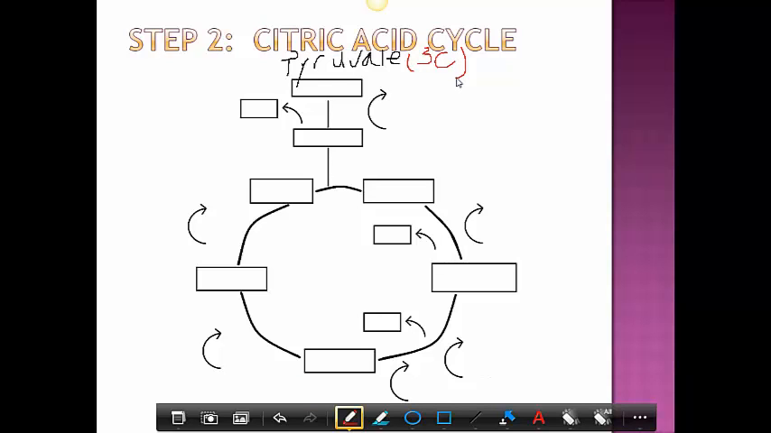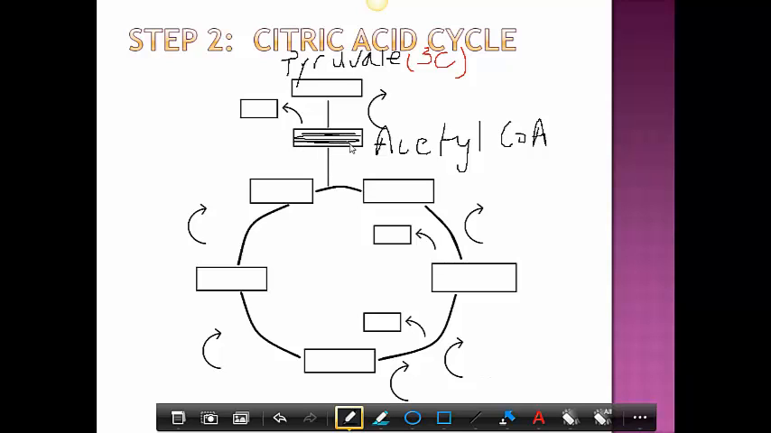So for each glucose that starts glycolysis, we're going to go through the citric acid cycle twice, because only one pyruvate at a time can go through the citric acid cycle. And each glucose turns into 2 pyruvates. So we actually have to go through the citric acid cycle once for each of those 2 pyruvates, for a total of 2 times. Alright, so we've got pyruvate. We're going to change that pyruvate into something called acetyl-CoA, A-C-E-T-Y-L, capital C, little O, big A. Okay, acetyl-CoA, and that's this box right here.